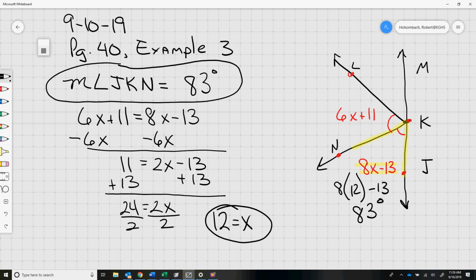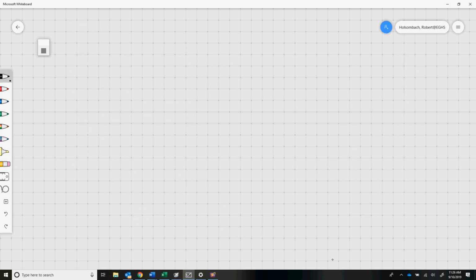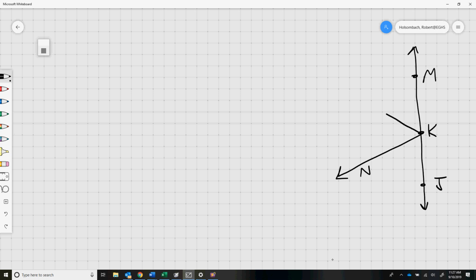Any questions on that example? Alright, so now look down at the guided practice. In that same green box, guided practice number 3, where it says suppose, they're asking you to refer to the same drawing. And when they do that, you need to redraw the diagram. So we're going to do that right now. Just going to redraw the vertical line, and it's got MKJ on it. Coming out of point K, you got KN and KL. And KN is still a bisector. So these two angles are still congruent.